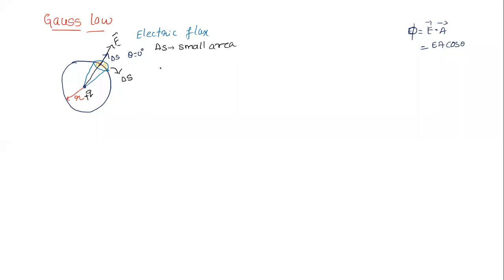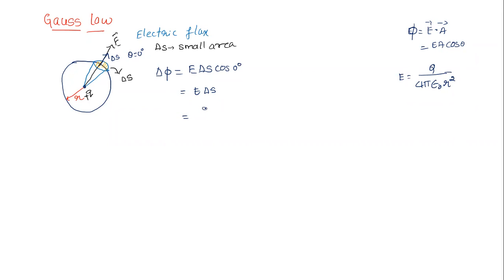So the small flux through this area, phi, is equal to the electric field E into the area dS into cos 0 degrees. What is the value of cos 0 degrees? It is 1. So it becomes E dS, where E is the electric field. What is the formula for electric field? It is given by Q divided by 4 pi epsilon naught R square, which we remember.